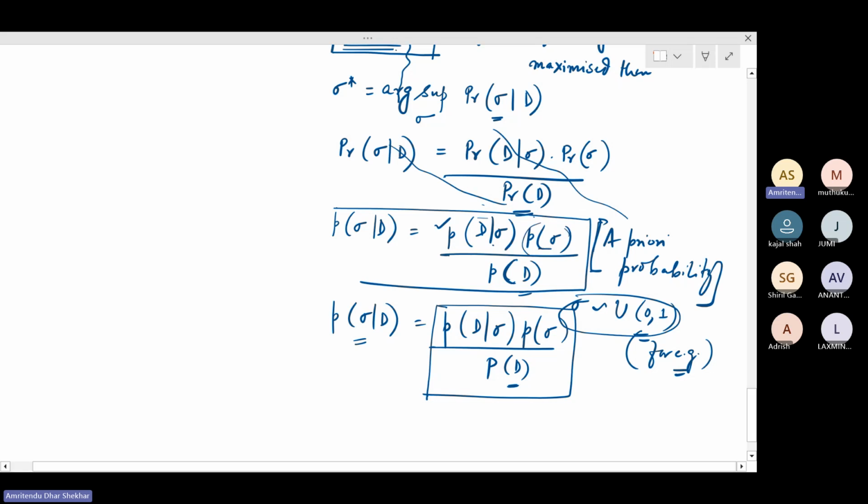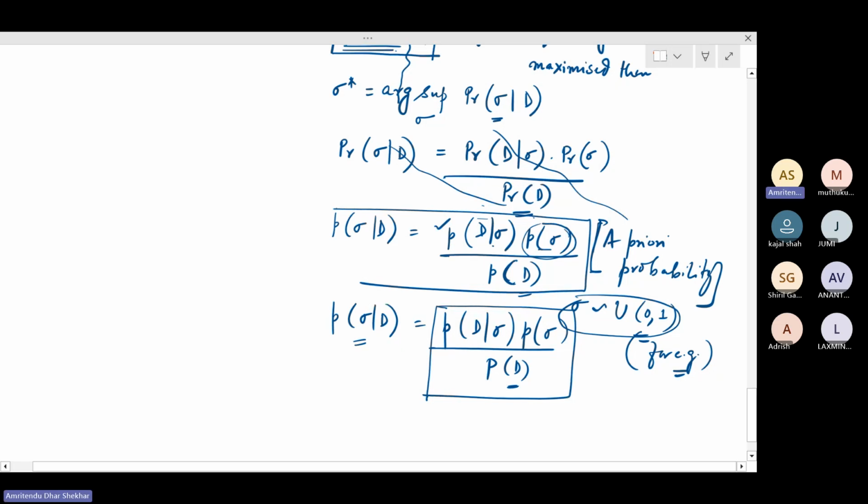So this P of sigma is some probability density which is known to us in advance. It's an a priori probability density. It's generally taken to be a uniform density. It could be different also. Hopefully this answers your question.